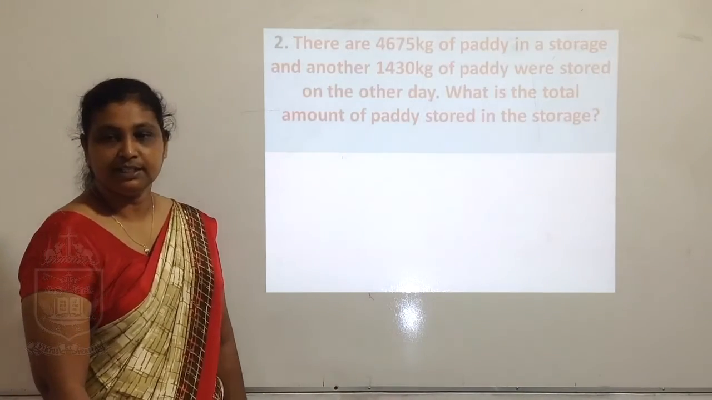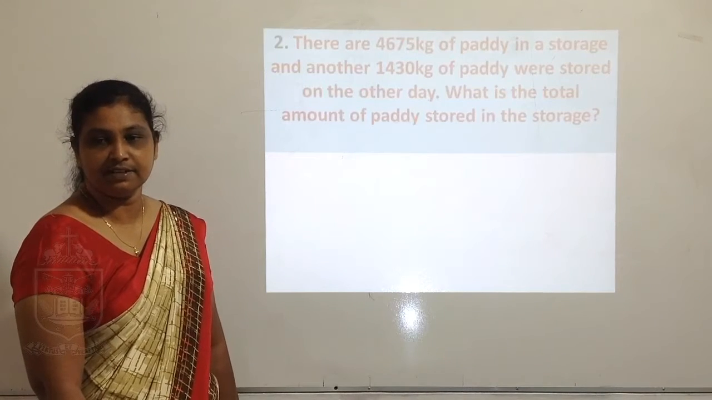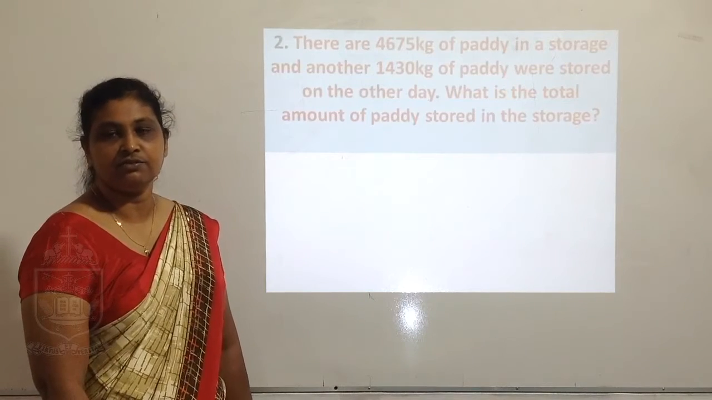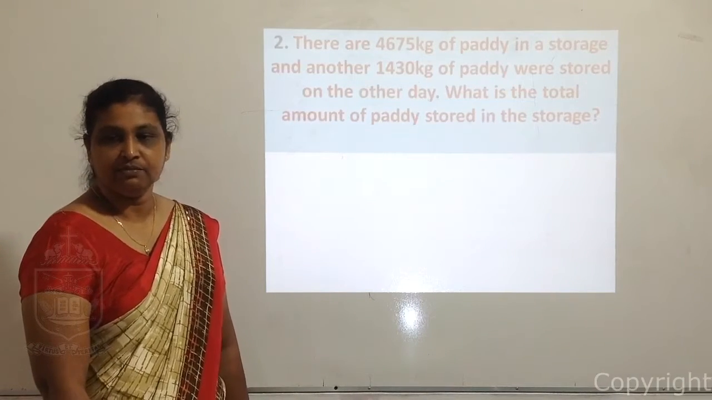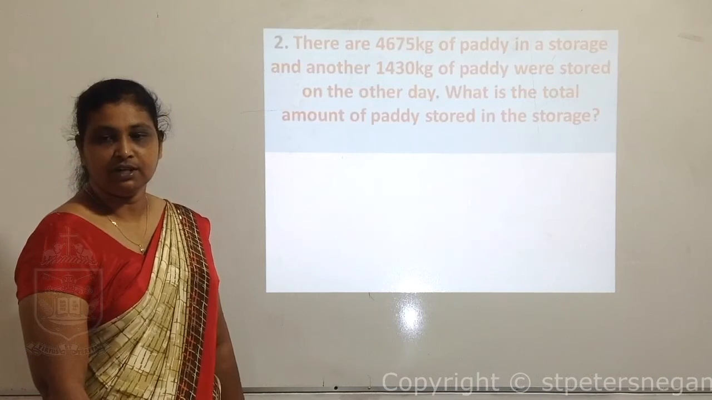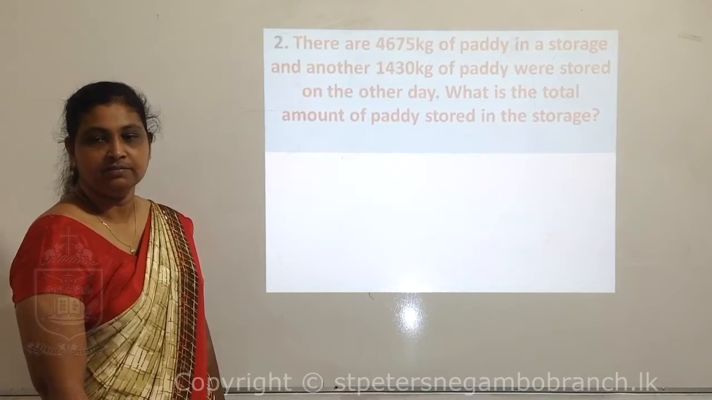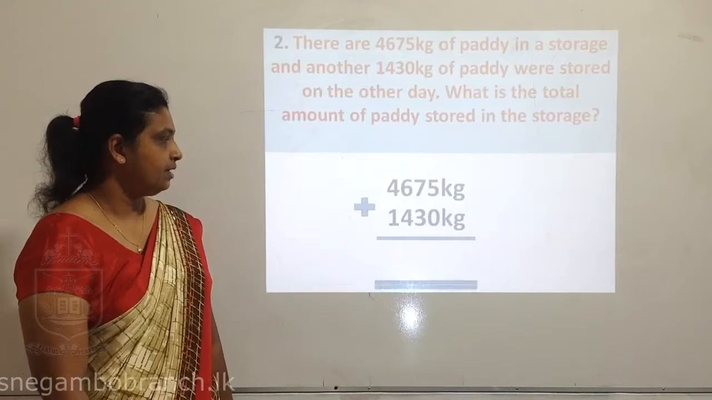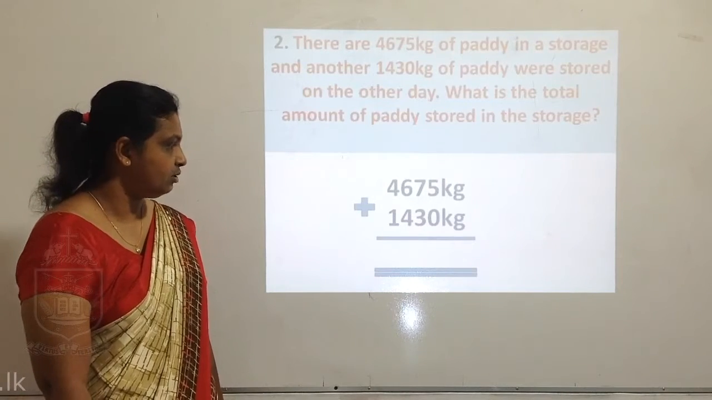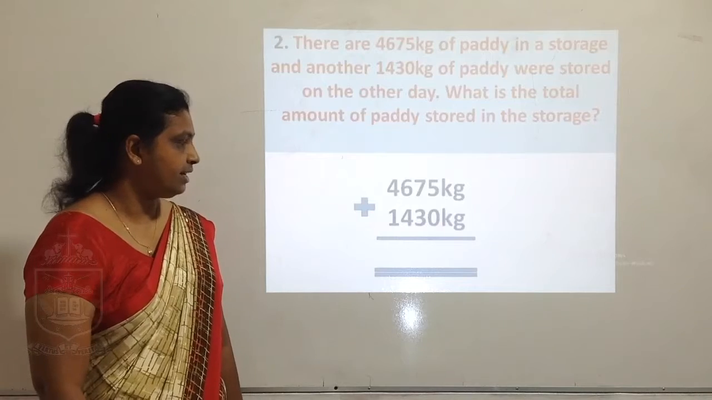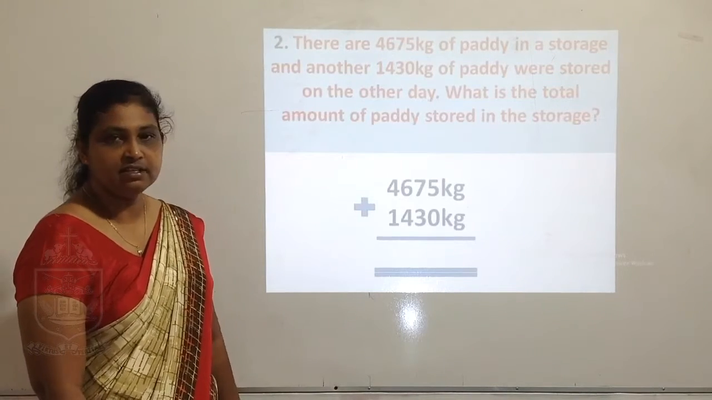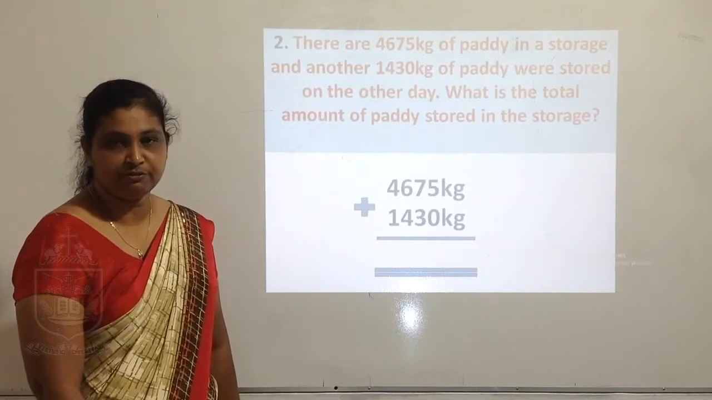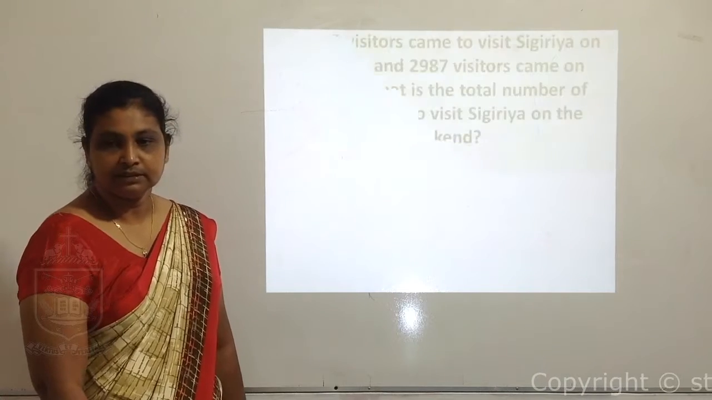Question number 2. There are 4,675 kilogram of paddy in a storage and another 1,430 kilogram of paddy were stored on the other day. What is the total amount of paddy stored in the storage? So you have to add these two amounts of paddy, 4,675 kilogram to 1,430 kilogram. So after adding this, you get the answer, the total amount of paddy stored in the storage.